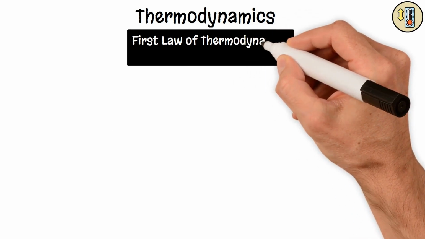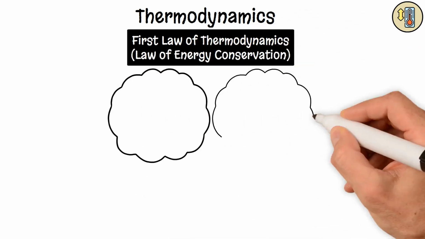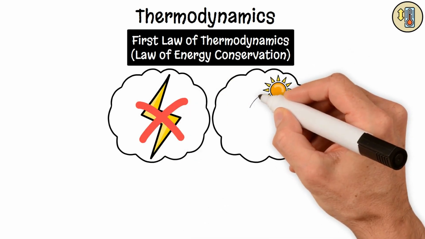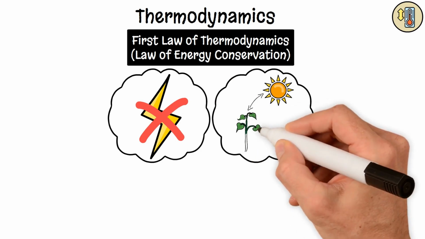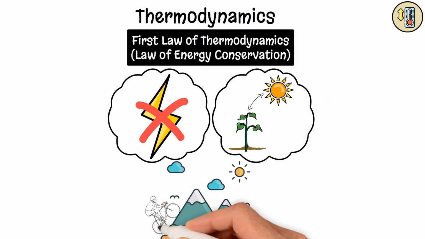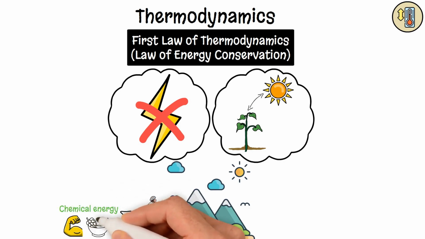First law of thermodynamics, the law of energy conservation. This law states that energy cannot be created or destroyed, only transferred or changed from one form to another. For example, imagine you're riding a bicycle up a hill. As you pedal, you're using chemical energy stored in your muscles from the food that you ate.